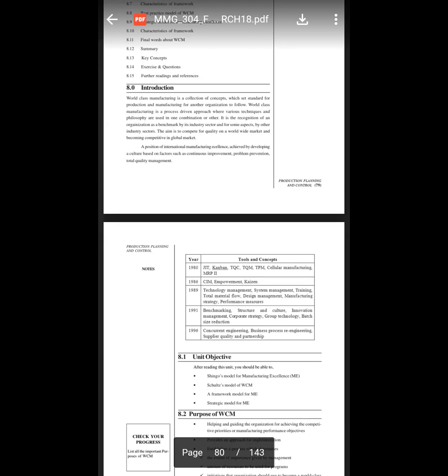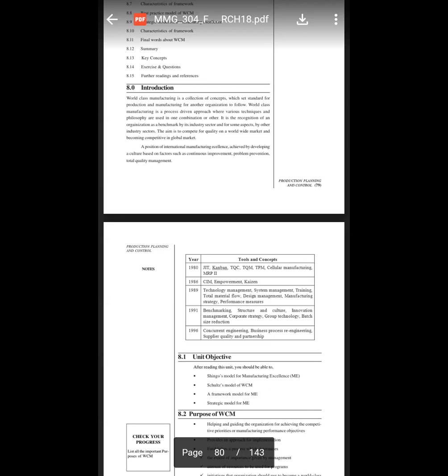It is a recognition of the organization as a benchmark of the business sector, and for the same aspect by other industry sectors. The main aim is to compete with the quality of the worldwide market and become competitive in the global market. The positioning of international manufacturing excellence is achieved by delivering a culture based on factors such as continuous improvement, problem prevention, quality management, total quality management.